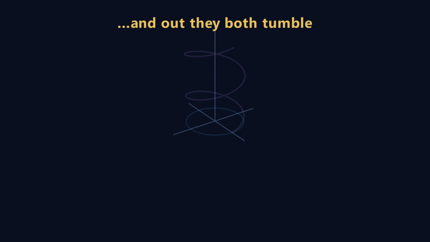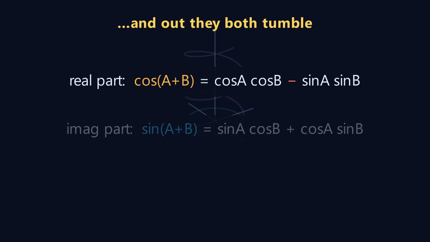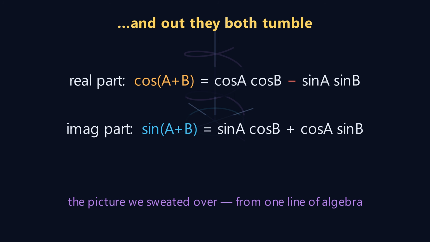The ordinary parts give cosine a cosine b minus sine a sine b, that's the cosine formula. The imaginary parts give sine a cosine b plus cosine a sine b, that's the sine formula. The picture we sweated over back in Act 2 just fell out of a single line of algebra. One formula, and the entire identity table writes itself.